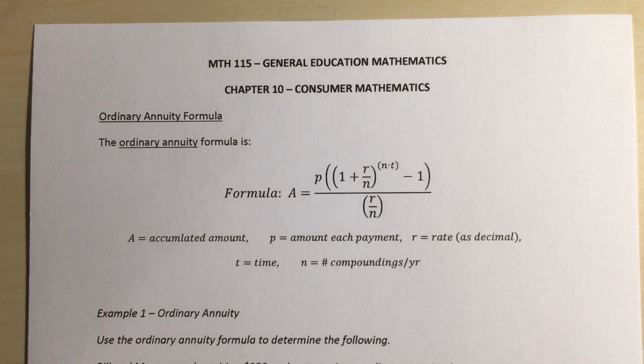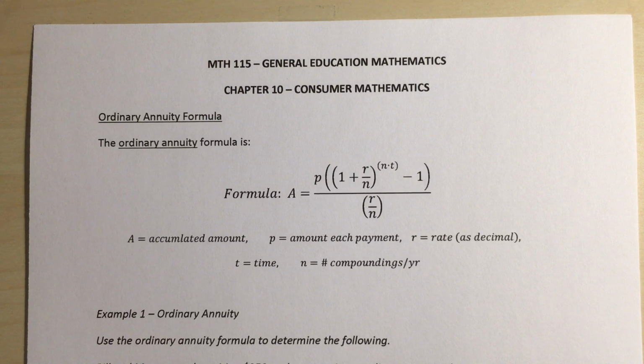Right, so we're going to work through an example using an ordinary annuity formula. As we're looking at this one, our ordinary annuity formula, we're going to start with A. A is our accumulated amount. P is the amount of each payment. Again, R is still our interest rate. T is still our time. N is our number of compoundings per year.